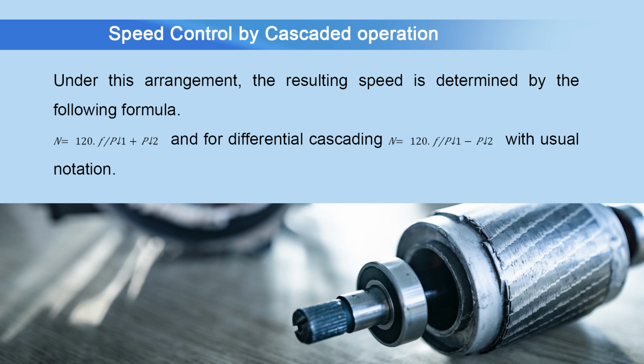And if we interchange any two of the leads of the second motor, the supply to the stator of the second motor, then it is known as differential cascading, and in that case the speed will be N is equal to 120 F upon (P1 minus P2). And here again care has to be taken. P1 minus P2 will become 0 if the number of poles of both the motors are the same. So, it is also the third condition that the same number of poles should not be there.